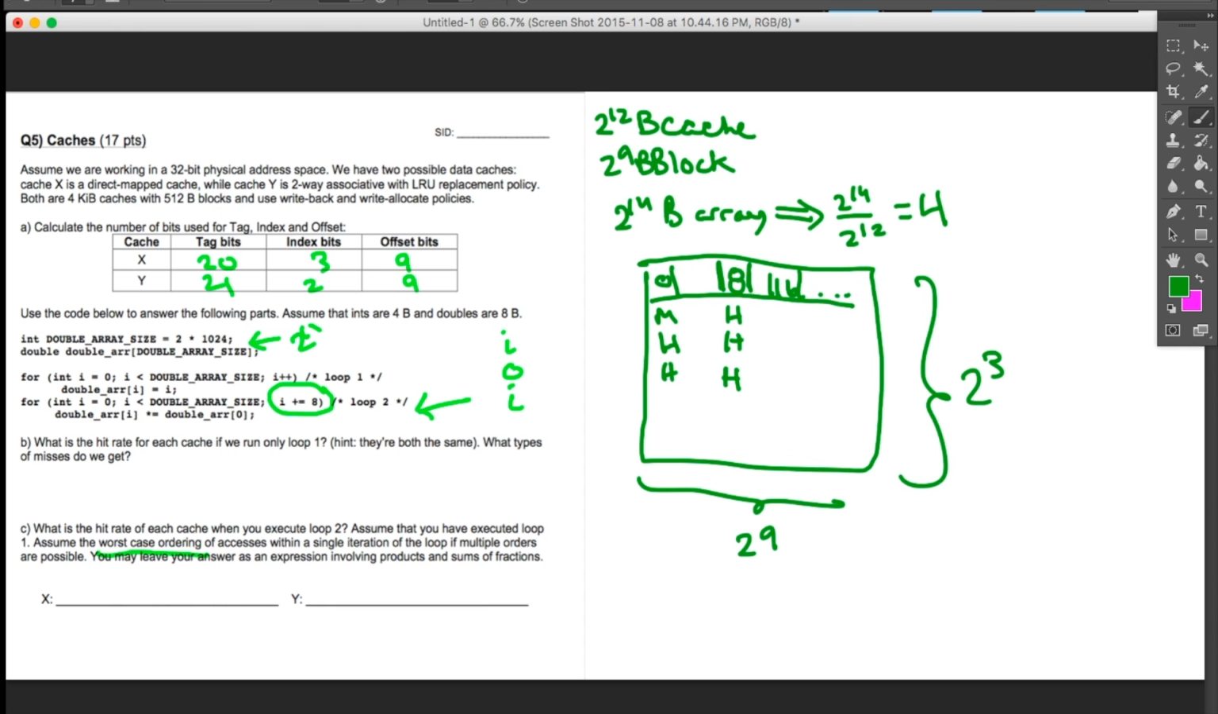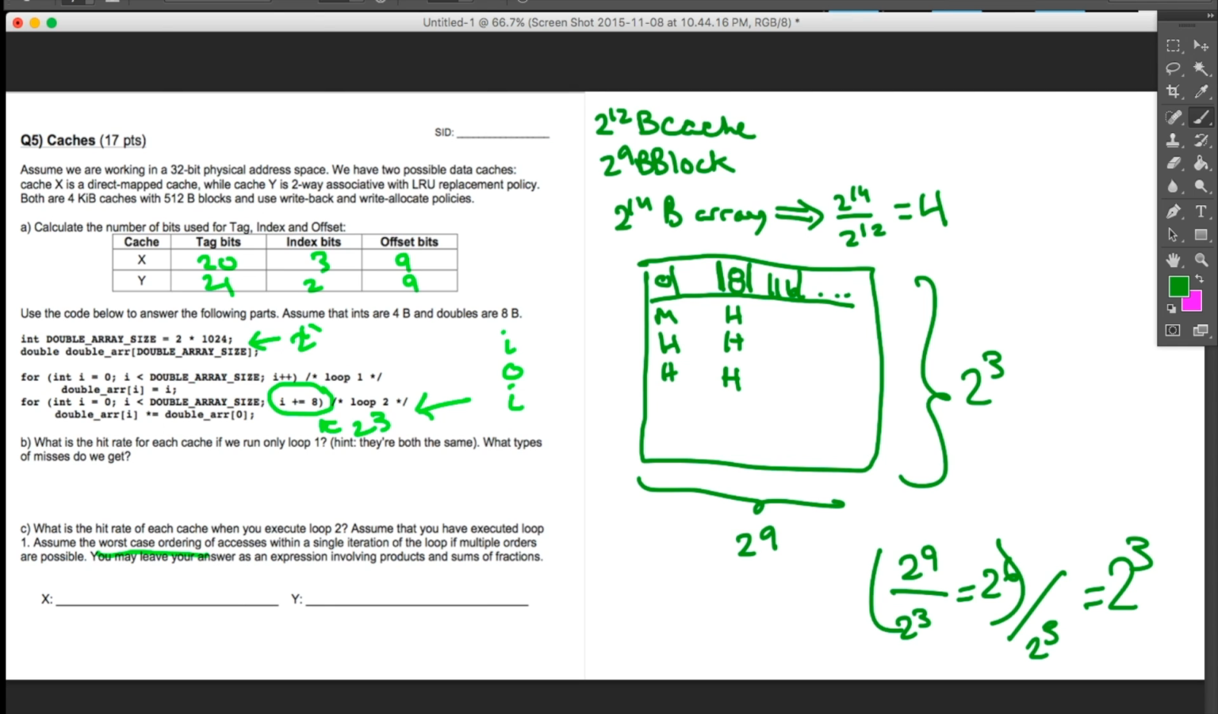So, I probably should have calculated this beforehand. How many elements are we accessing in one block? We know that one block is 2 to the 9 bytes. How many doubles are there in that? 2 to the 9 divided by 2 to the 3 is 2 to the 6, so there are 2 to the 6 elements here. And you also have to keep in mind we're taking a step size of 8, which is 2 to the 3. So 2 to the 6 divided by 2 to the 3 is 2 to the 3. So we're accessing 2 to the 3 elements per block.